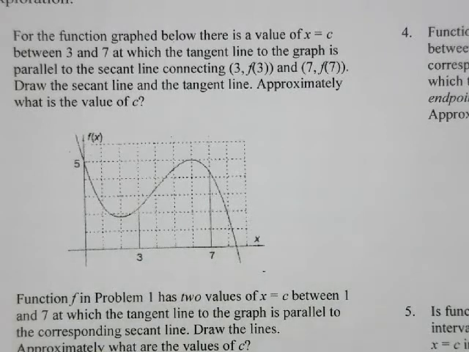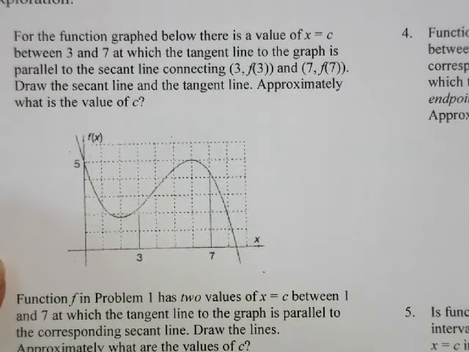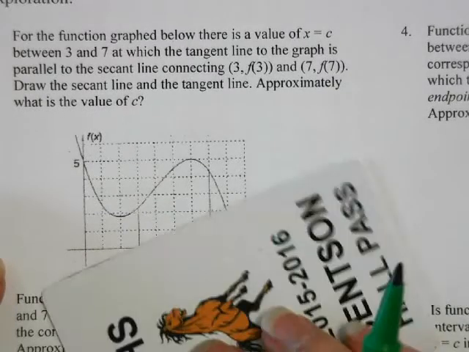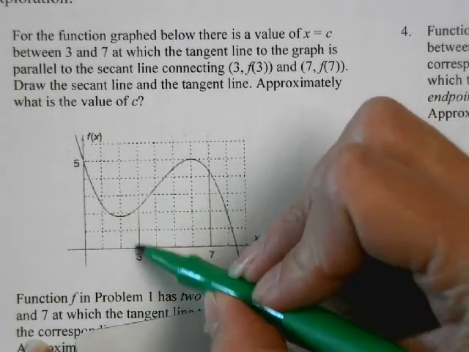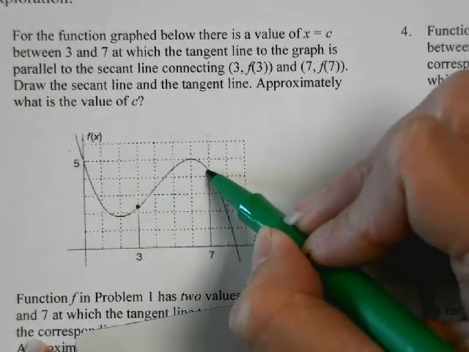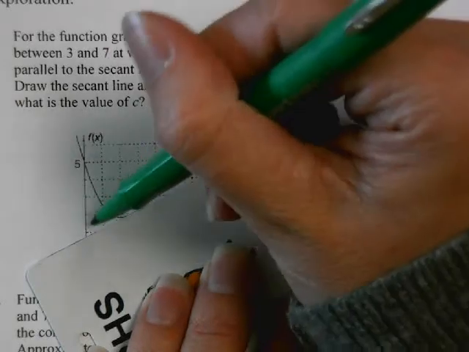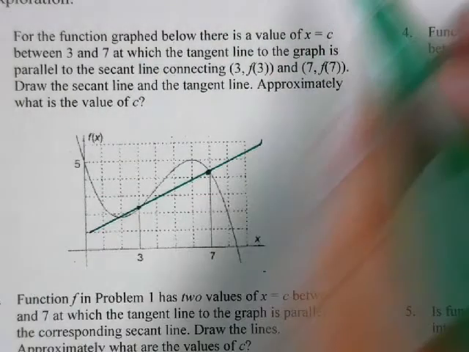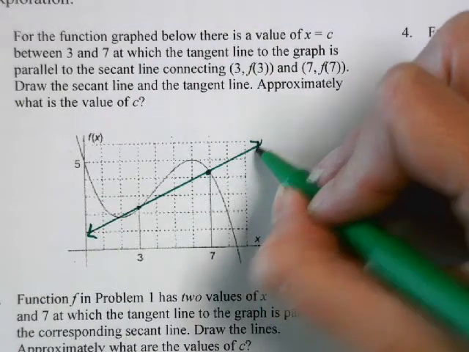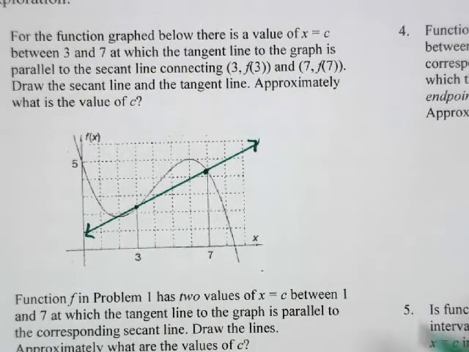All right, so number one, for the function graphed below, there is a value x equals c between 3 and 7, where the tangent line to the graph is parallel to the secant line connecting 3 and 7. We're going to draw the secant line and the tangent line. So the secant line, 3 is here, 7 is here. So we're just going to draw a line that goes right through those 2 points. Okay, so there's our secant line.